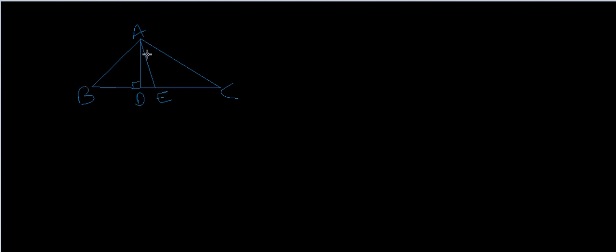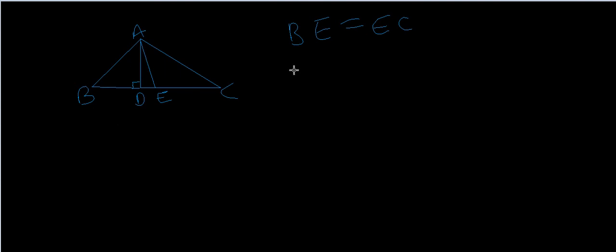Now, if AE is the median, then we know that BE would be equal to EC. And we have AD to be perpendicular to BC. That is, AD is the height of the triangle ABC. Also, AD would be the height of the triangle ABE. Similarly, AD will also act as the height of the triangle AEC. That means height of these two triangles are equal.